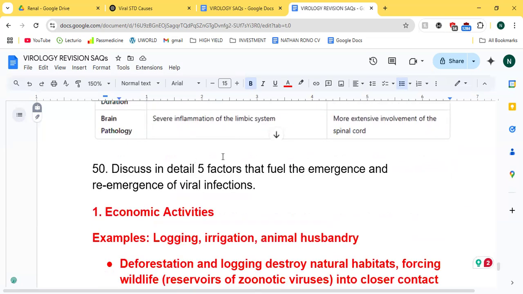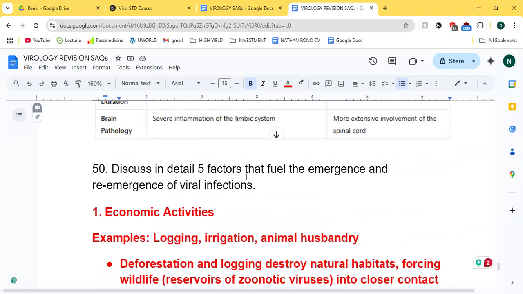The last one. Discuss in detail 5 factors that fuel the emergence and reemergence of viral infections. Similar to this is from your notes. Maybe something to mention is the emergence and reemergence of viral infections. This can be so many.